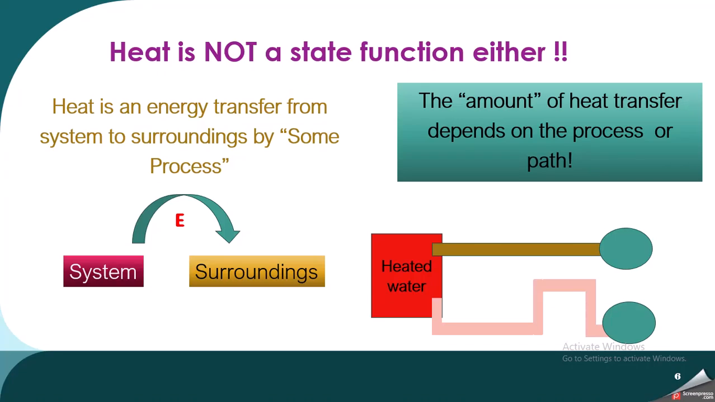Let's suppose we have some heated water and I want to transfer this heat to another point. If I take one path, let's say this brown path, and then I have another path represented by this pink line, and the heat is transferred to the same point again, you will see that the amount of heat transfer will be different because the path is different and the heat losses will be different. Therefore the amount of heat transfer depends on the path. So heat is also not a state function.